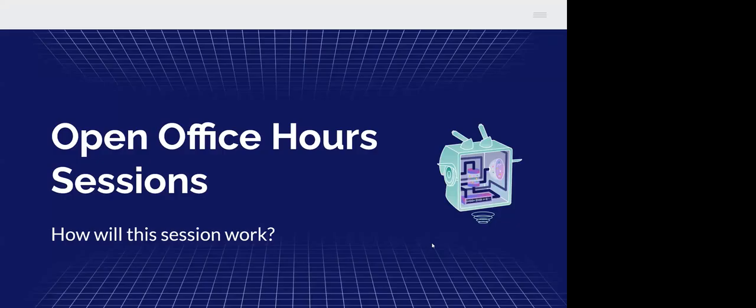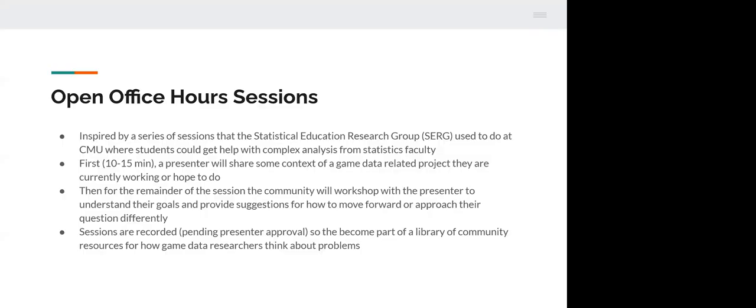So how do these sessions work? This open hour session format is based on a series of workshops that used to happen at Carnegie Mellon's Statistical Education Research Group, where usually a student, or a postdoc, or another faculty member would come and present on a project they were currently working on. They would show their Jupyter notebook, or their RStudio, or whatever at the time: here are all the things I'm doing, here's what I've done, here's what I think it means. And then they would workshop it publicly with the statistics faculty: have you thought about this? What are you really trying to do? Or maybe if you did it differently.